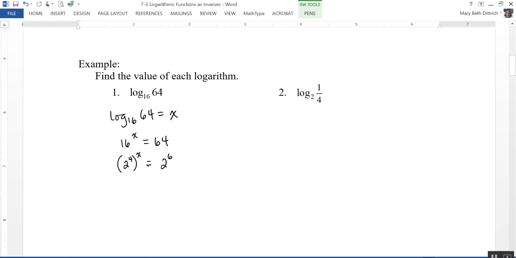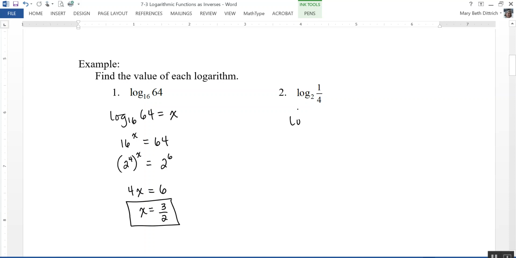So since my bases are the same, I can just pull off the exponents and make those equal to each other. So 4x is equal to 6. I'm not really canceling the bases. I'm just saying that if the bases are the same, then the exponents are going to be equal to each other. So then x is equal to 3/2. You can check this by plugging it back into the exponential equation here. Grab your calculator. Is 16 to the 1.5 power equal to 64? And indeed it is.